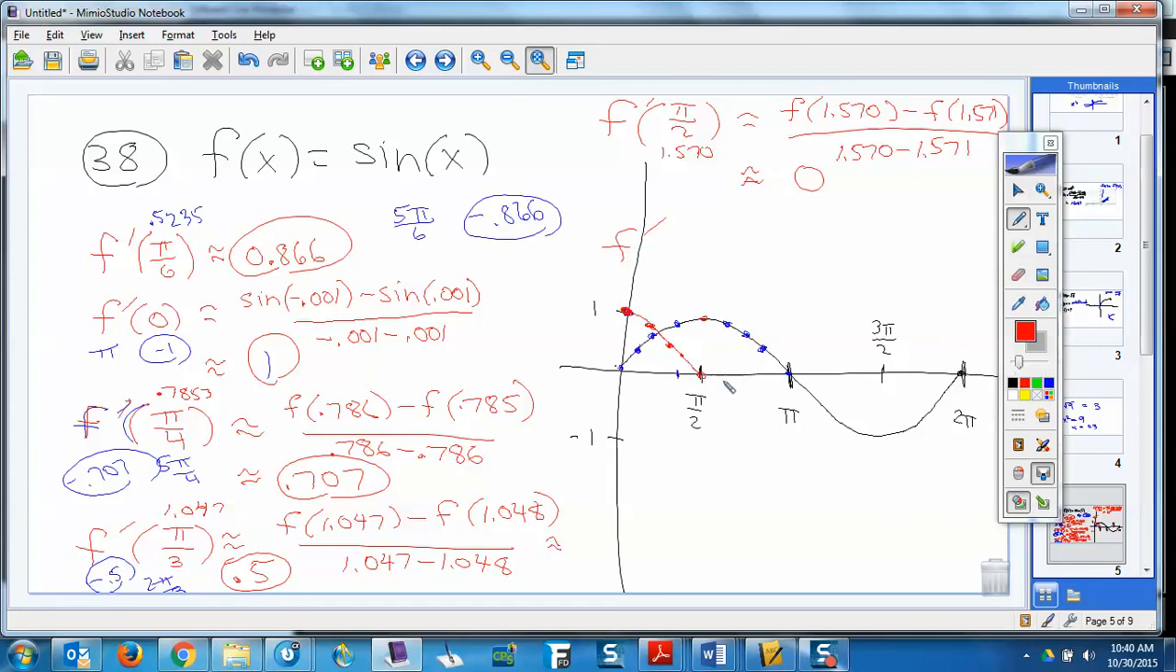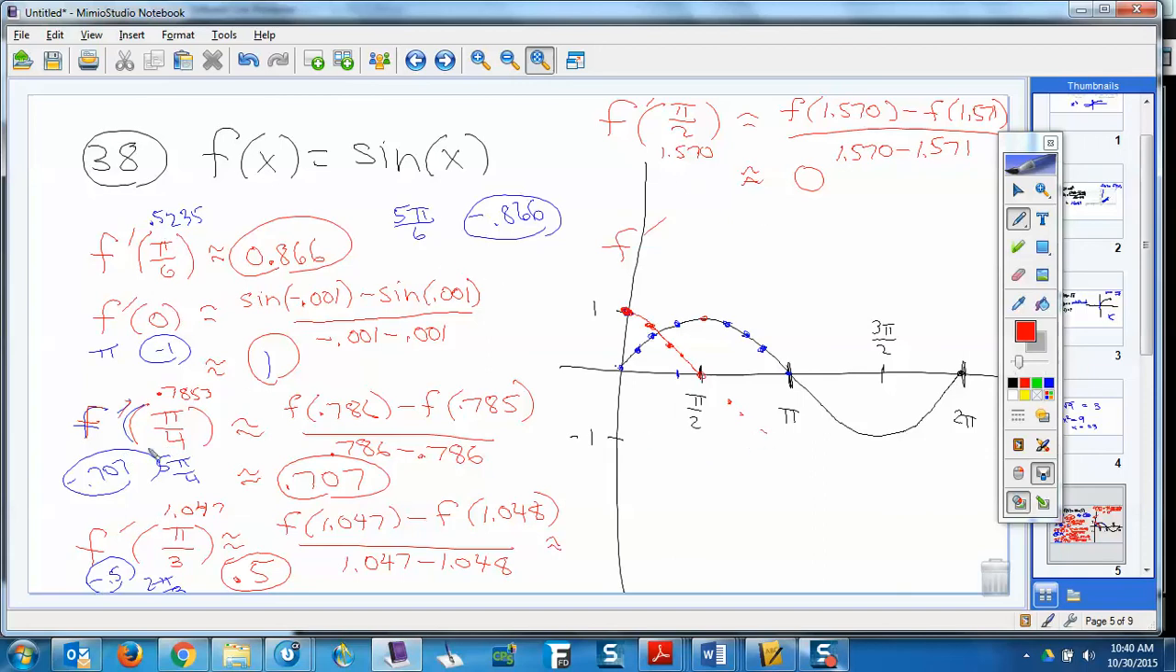So it's coming down, and it's doing that. And then what would come next? 2 pi thirds would come next. That's negative 0.5. And then 5 pi fourths would be negative 0.7, so it's down a little farther. And then at 5 pi 6, it's negative 0.8.